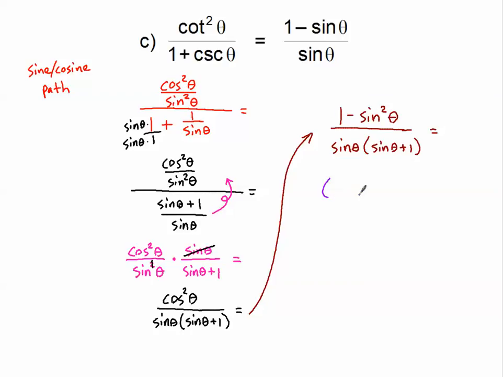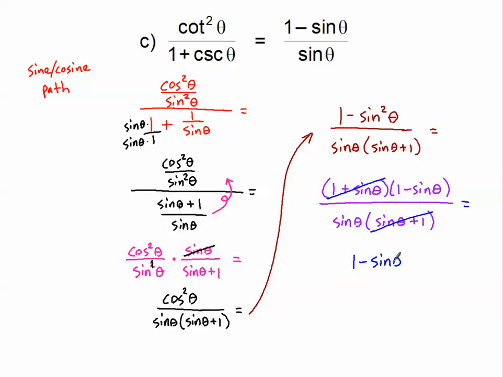So 1 minus sine squared is a difference of 2 perfect squares. It factors into 1 plus sine times 1 minus sine, as every difference of 2 perfect squares would do. 1 positive, 1 negative in the square roots. And then you can see the common factor that will go away. Sine plus 1, sine plus 1. They cancel away, and we are left with our final answer: 1 minus sine divided by sine. And that's exactly what we needed verified.